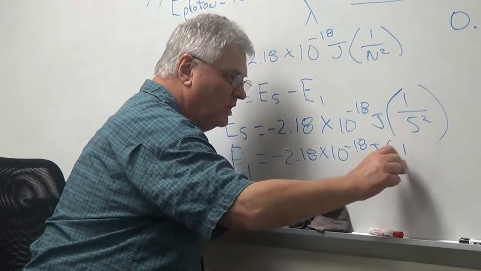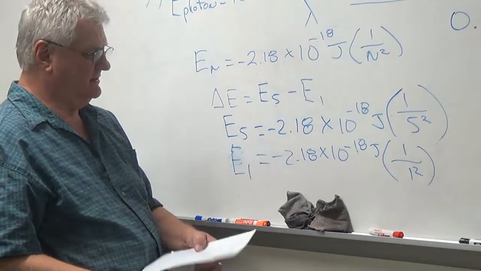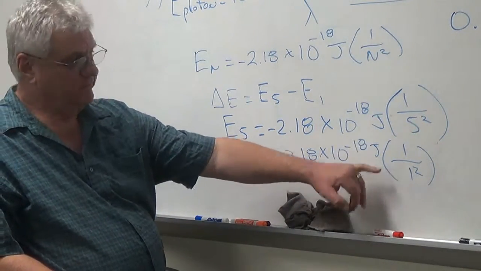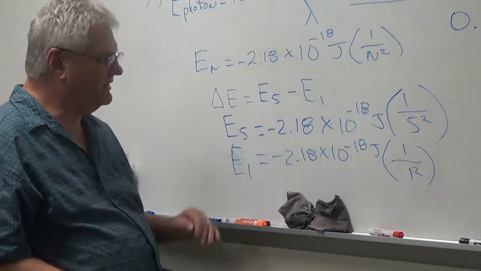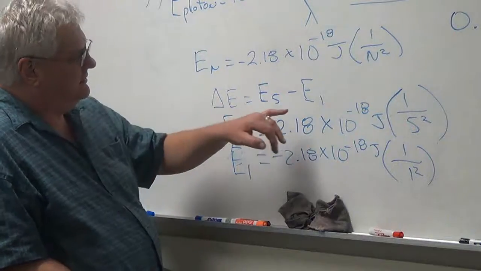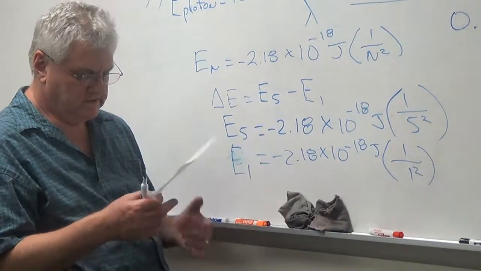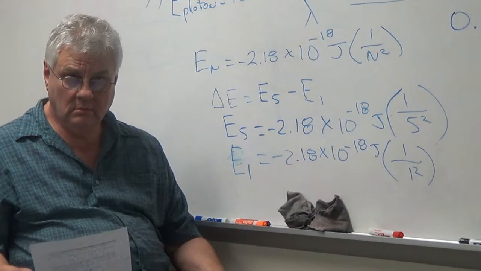Except it's going to be over 1 divided by 1 squared, which is the same thing as this, isn't it? This is going to be 1. 1 over 1 times this gives you this. Once you know each of these, you subtract E1 from E5 to get the answer. Does everybody see how to do that problem? Yes. Okay.